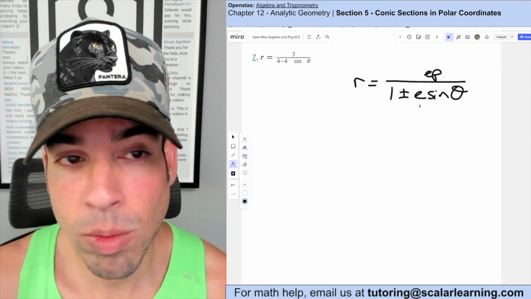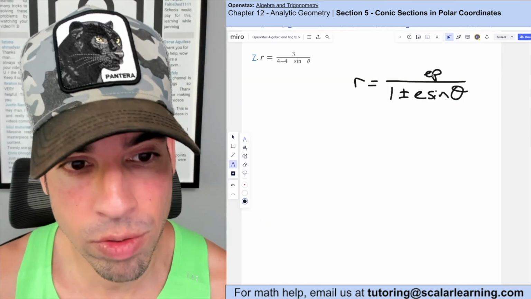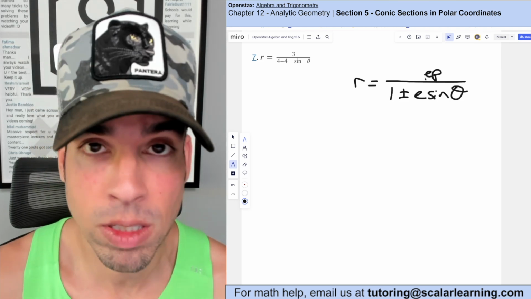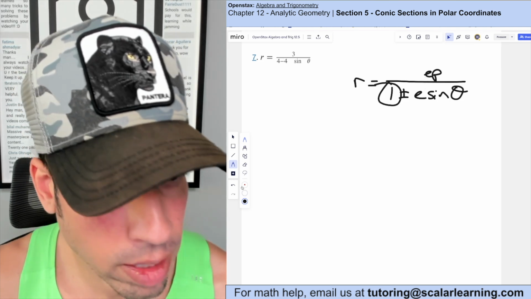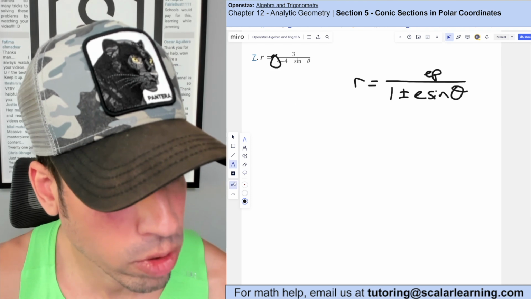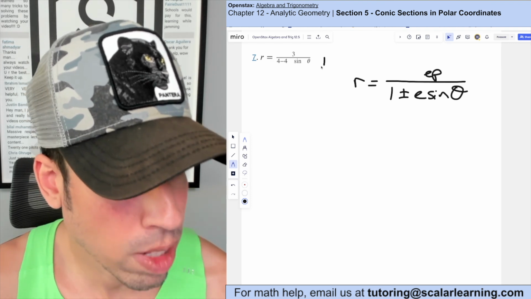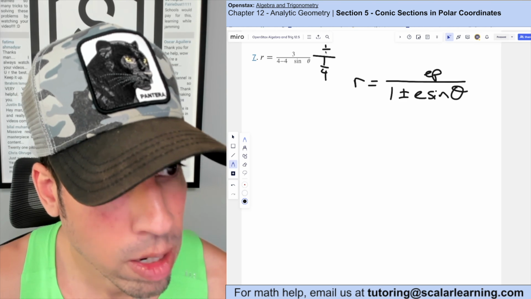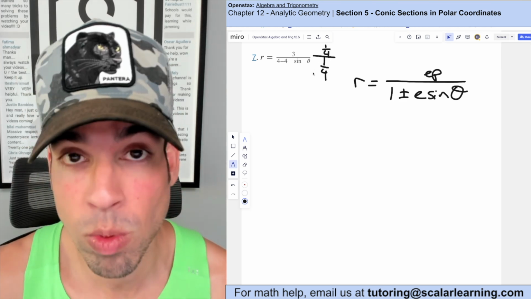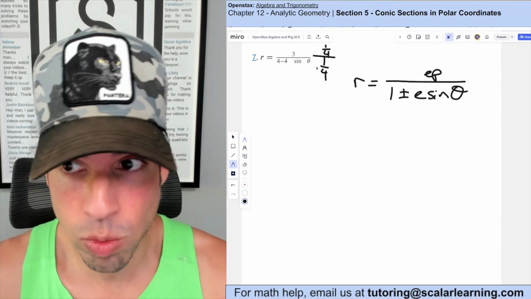Done. So starting with this baseline formula, the first thing we have to do is figure out what is E, and that's going to help us to figure out what is the conic section. So the beginning part is recognizing, hey, this value is a 4 here, so I need to convert that 4 to a 1 by multiplying by 1/4. But if I multiply the denominator by 1/4, I have to multiply the numerator by 1/4 as well, because 1/4 over 1/4 is 1, and that's all good.